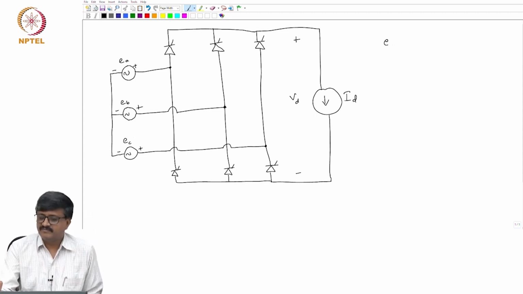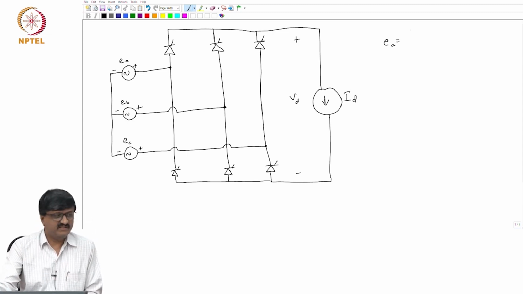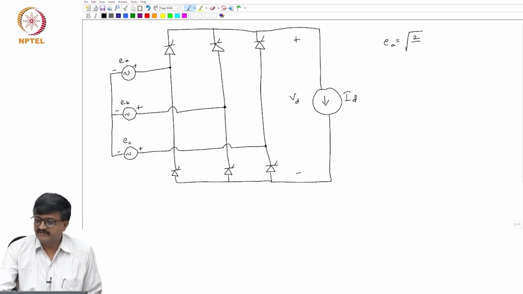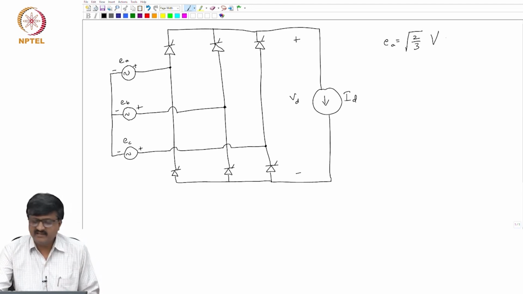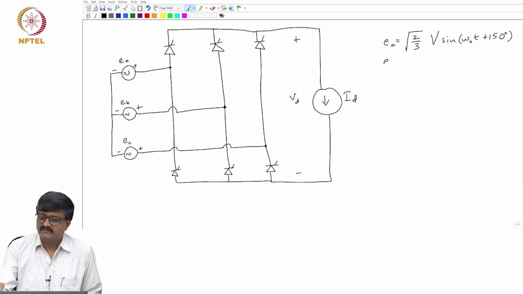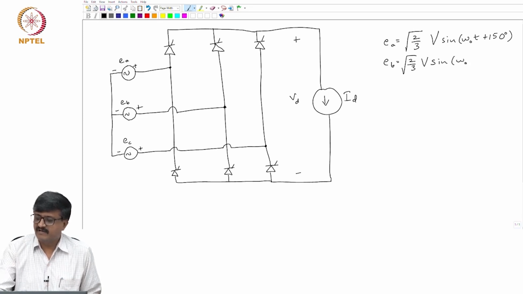So, we assume expressions for EA, EB, EC as root 2 by 3 V sin omega OT plus 150 degrees. EB is root 2 by 3 V sin omega OT plus 30 degrees, and EC is root 2 by 3 V sin omega OT minus 90 degrees.